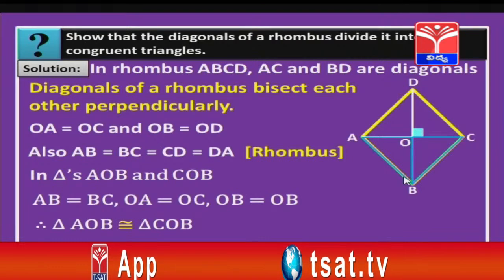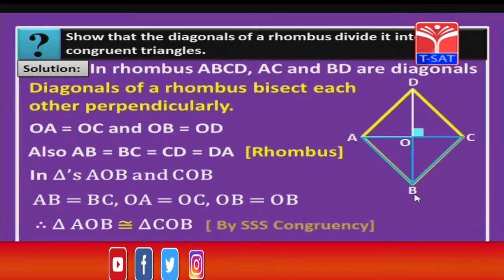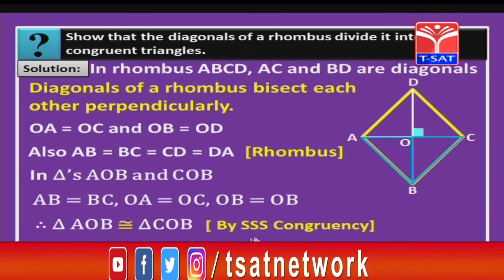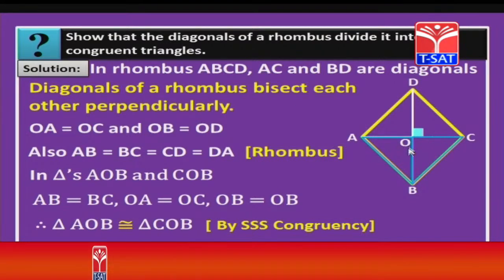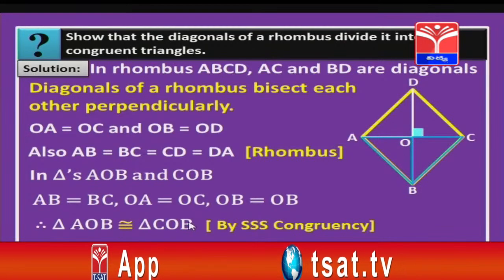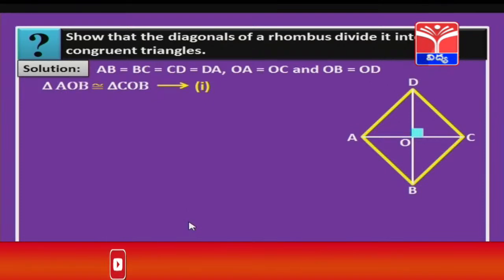So, I can say these two triangles, that is triangle AOB and COB, both are congruent by which property, children? Yes, SSS congruency, because 3 sides of one triangle are respectively equal to 3 sides of another triangle. Therefore, both the triangles are congruent. So, we got 2 congruent triangles. Let us mark it as equation 1.